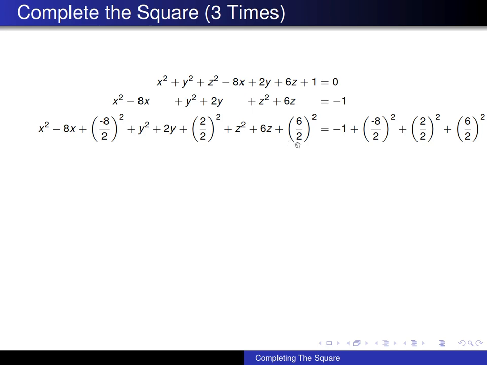And since we've added 3 new numbers to the left-hand side of the equation, I'm going to add exactly those same 3 numbers to the right-hand side of the equation to keep everything equal. So all I did here was simplify those fractions. Luckily, all of them even numbers divided by 2. So we've got that arithmetic done.